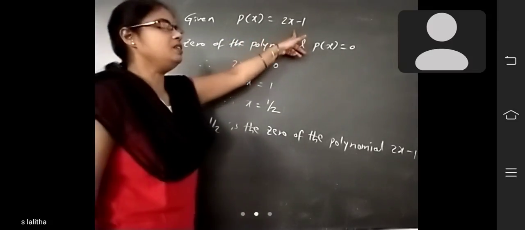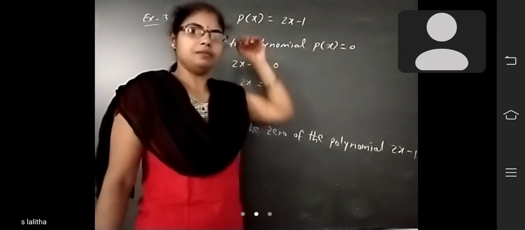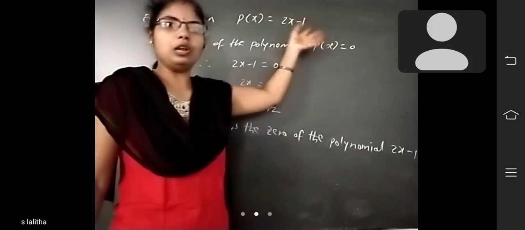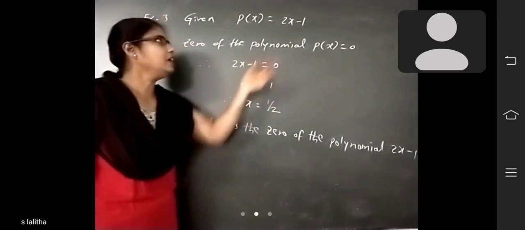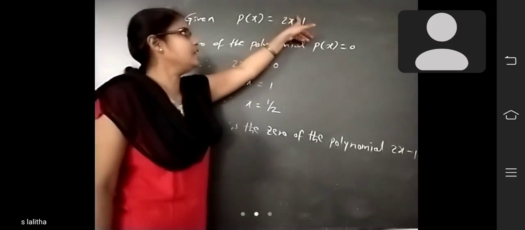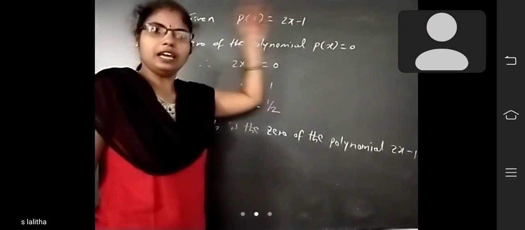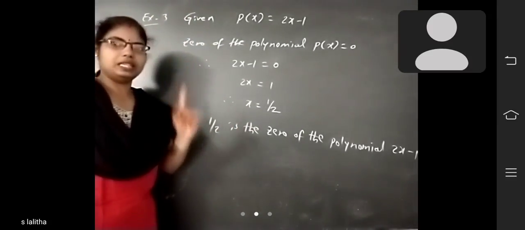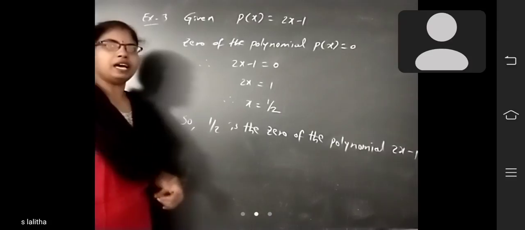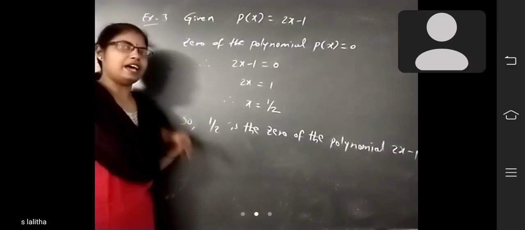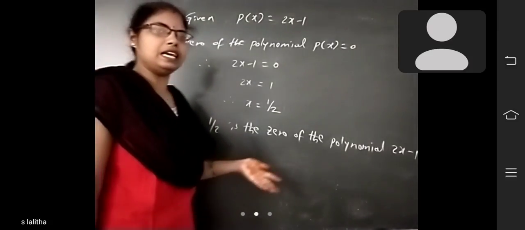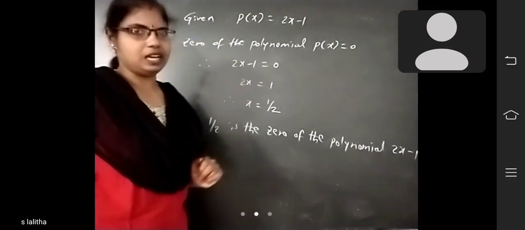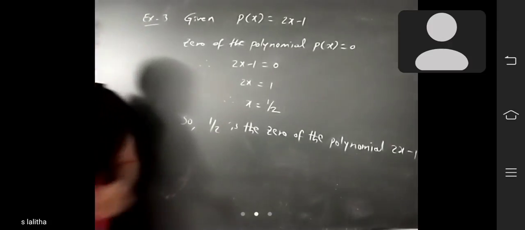Now here what do you observe? 2x minus 1 is which polynomial? According to degree, which polynomial it is? It is a linear polynomial. What is the degree here? 1. It is a linear polynomial. So a linear polynomial has at least 1 0. Like that, a quadratic polynomial means at least 2 zeros. A cubic polynomial, at least 3 zeros we will get.